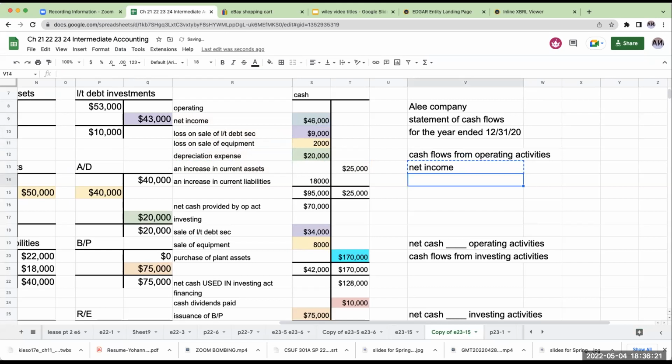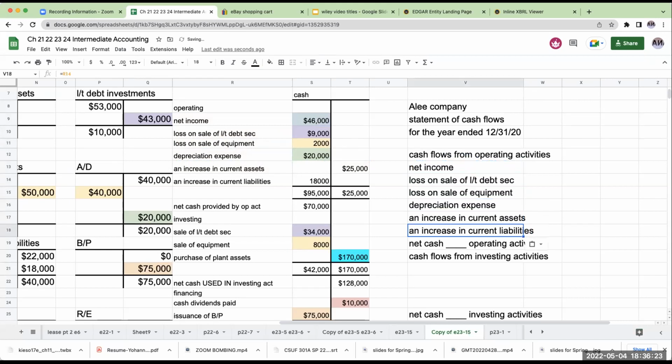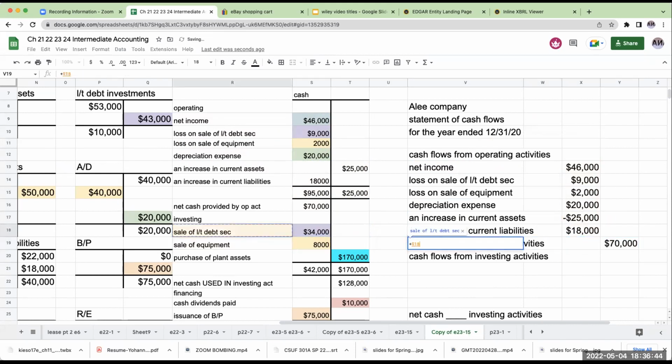So I'm going to go over here and bring down each of these. If it is a debit, it's going to show as a positive amount. If it is a credit, we're going to show it as a negative amount over here. And then right over here, it's a total of 70,000. And this is going to be net cash provided by operating activities.